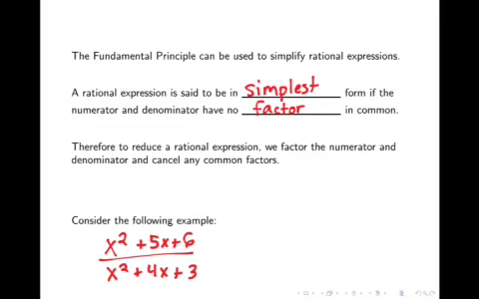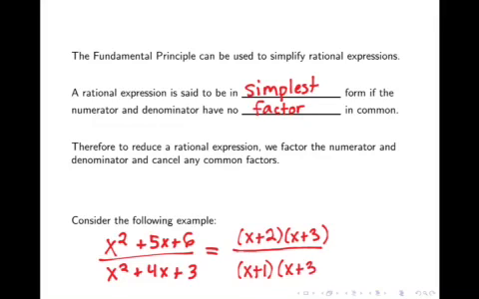So in the top, this is going to factor into x plus 2, x plus 3. And in the bottom, we have x plus 1, x plus 3. And now that we've factored, we can look for any factors that cancel. So we see that we have an x plus 3 in the top and in the bottom. Those will cancel out. And we have x plus 2 over x plus 1. And this is our reduced form.